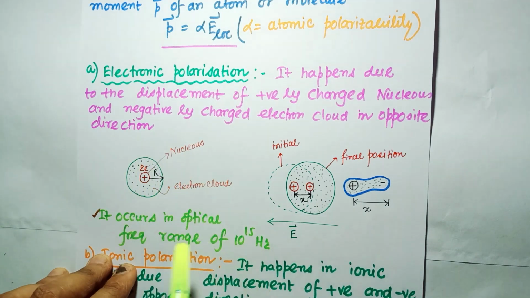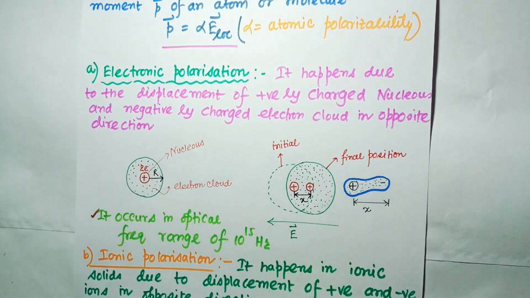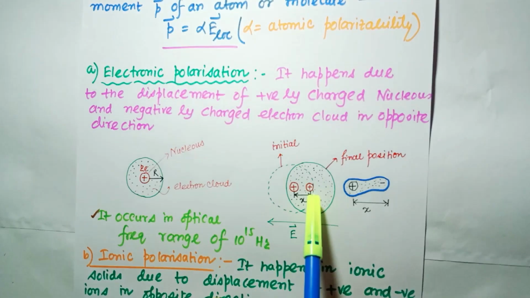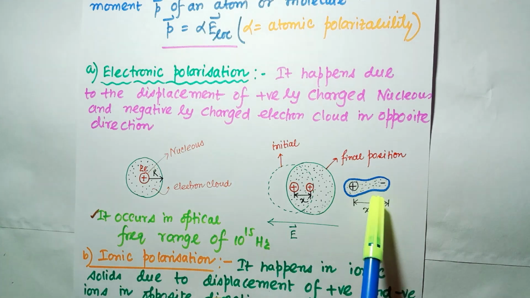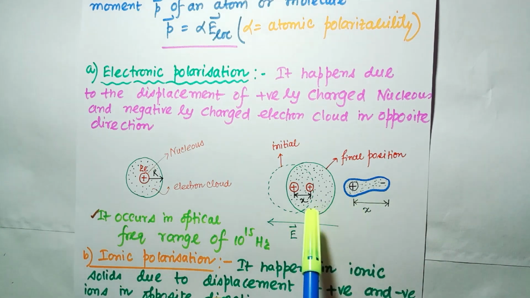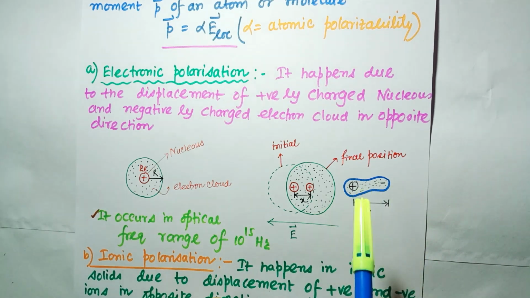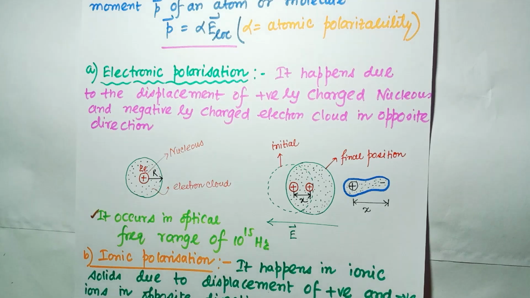In the absence of the electric field, it behaves like this, but in the presence of the electric field, you can see the electric field is acting from right to left. So the electron will move from left to right. This is the initial position, and the electron cloud gets shifted in the opposite direction of the electric field. So there will be a net resultant separation between the nucleus and the electron cloud. This happens for atoms, and it occurs in the optical frequency range of 10 to the 15 Hz. This is one kind of polarization process, called electronic polarization.